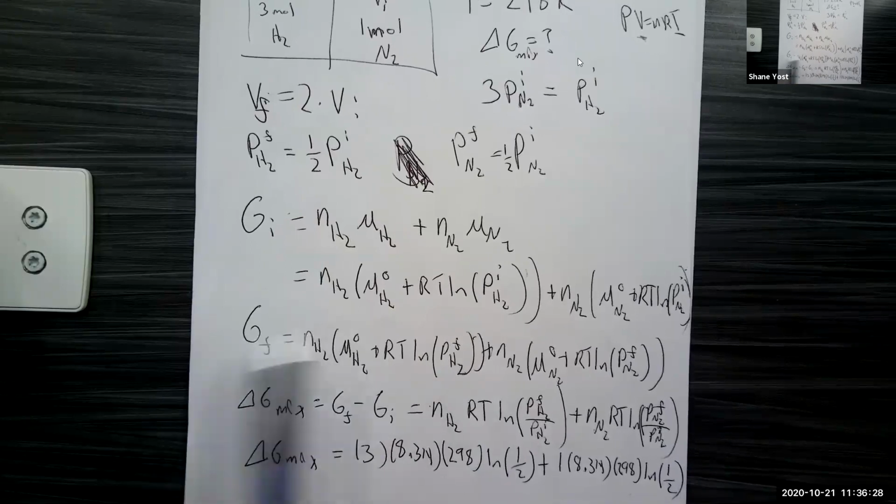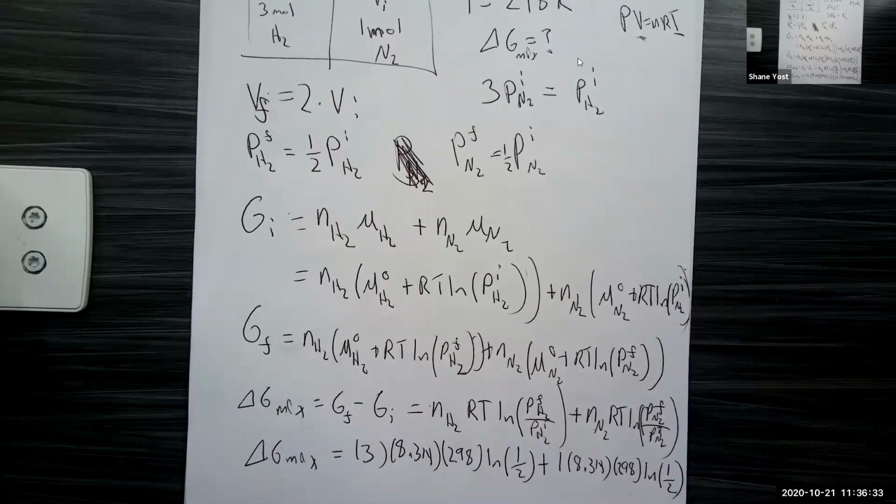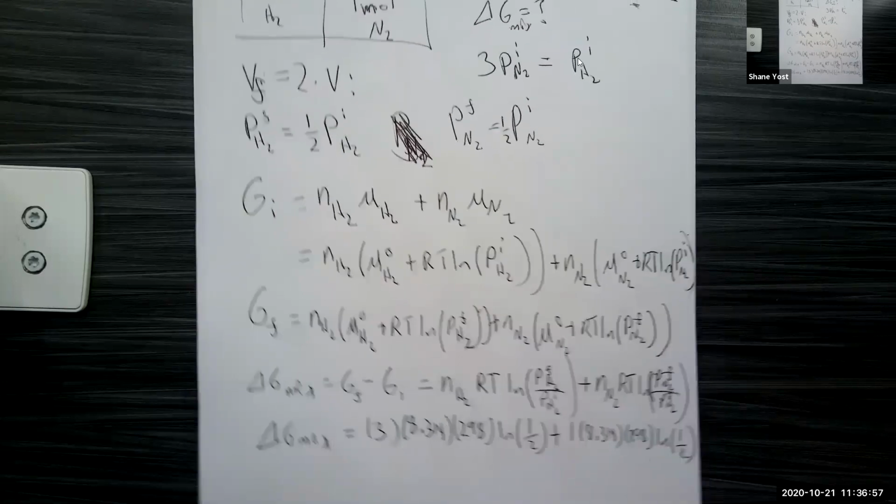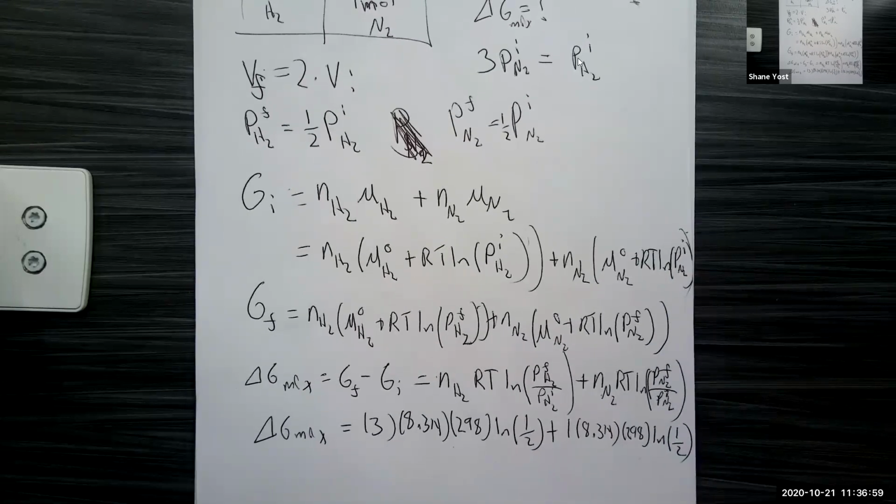This will happen quite often when we talk about different questions, because in this class we care about changes in Gibbs free energy, changes in enthalpy, changes in things. These standard chemical potentials will cancel with each other, and we never really need to know what they actually are. Calculating changes and relative quantities is very, very nice.